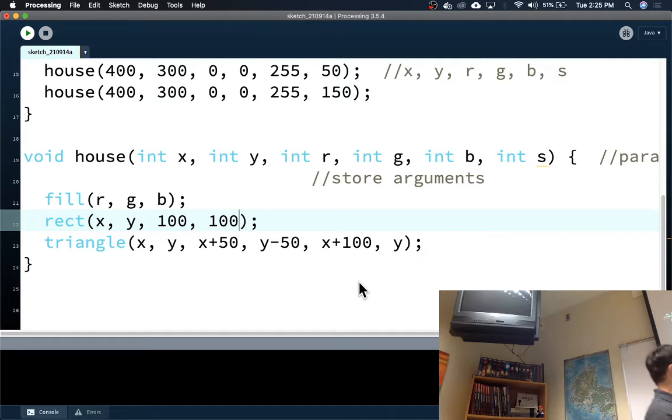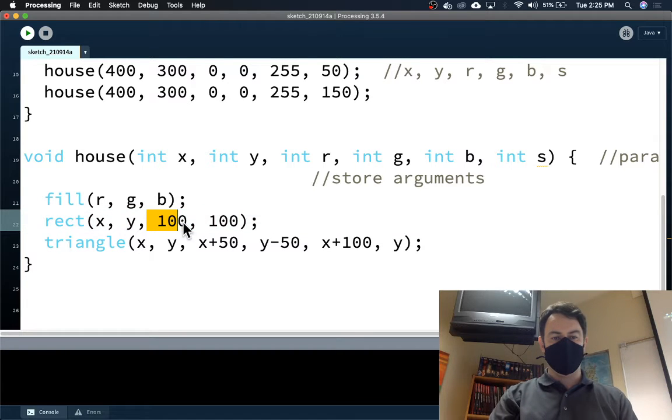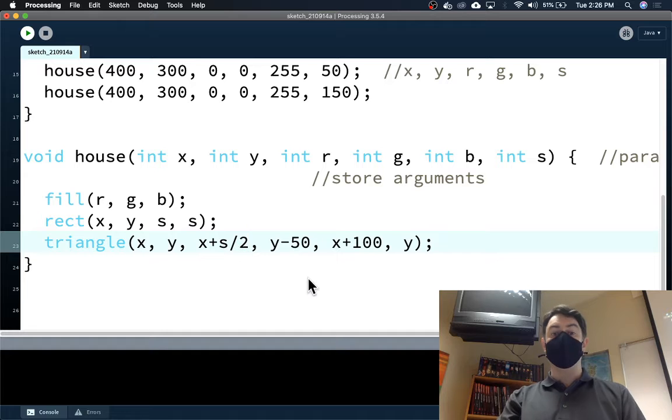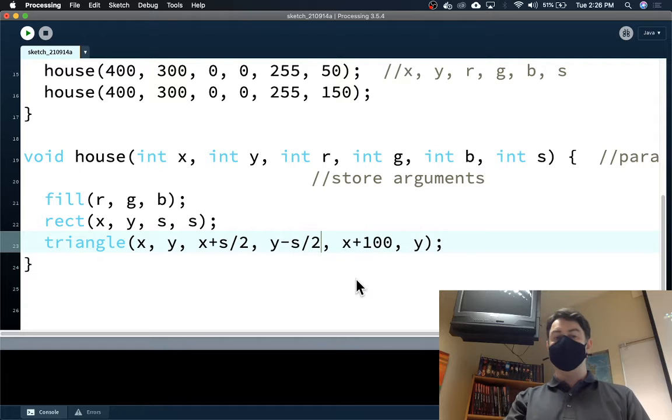And I think that's great. This one is all the way over. It's a full s length over. So if this was s, oh no, there we go. That's going to be s. This is going to be s divided by 2. And this can be s divided by 2. And yes, Processing knows PEMDAS. So x plus s divided by 2, it'll do the division first, and then add it. Last but not least, that's just going to be s.